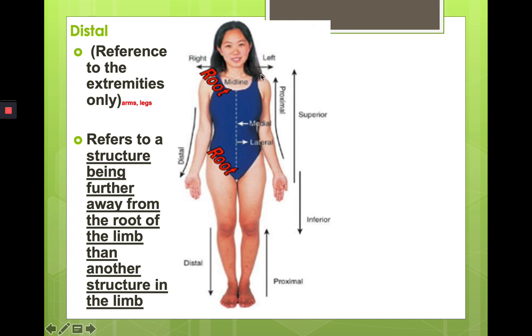And of course, there's one on the other side here. This would be the root right here of where the leg attaches to the torso. And of course, there's another one right here. So we would say the ankles are distal to the kneecap. The ankles are further away from the root of the limb right here as compared to the kneecap.